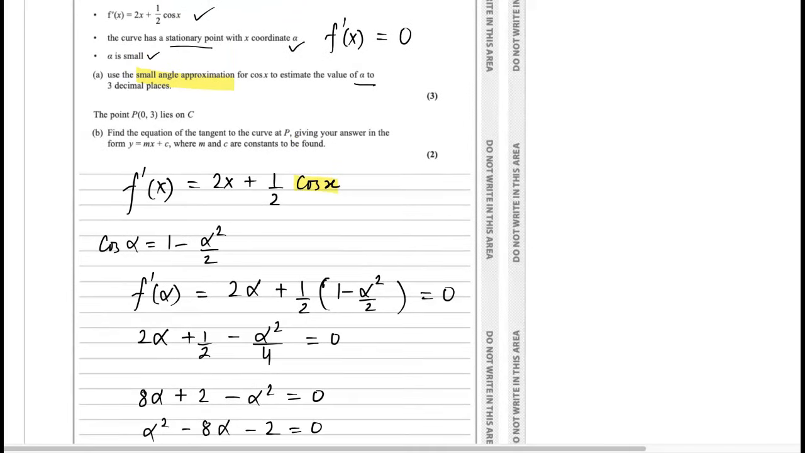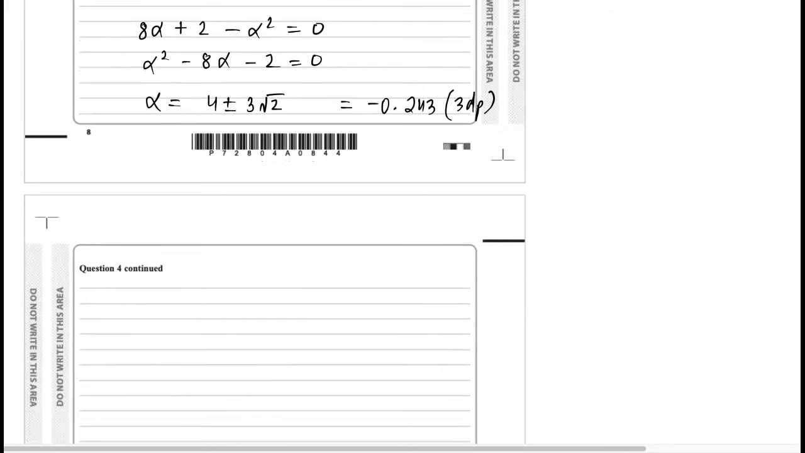Now the point P is 0,3. This is a point that lies on the curve. Now find the equation of the tangent to the curve at P. We have to find the equation of the tangent at P, giving your answer in this particular form, right? So let's go for B part. So for B part, what will the gradient be?